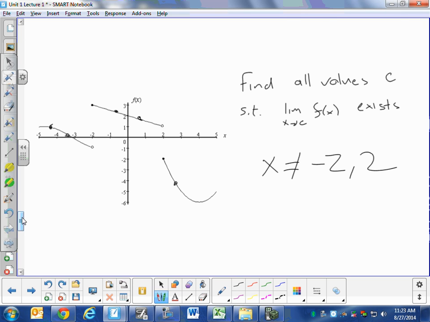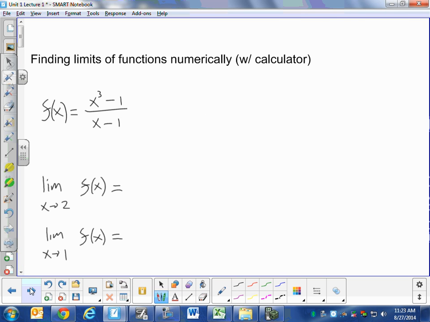All right. Now, we can find limits of functions with our calculator. If you have a calculator, break it out. If you don't, you can grab one from my desk.